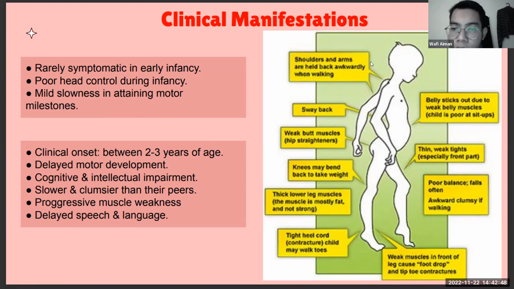So we can see from the picture, this is how the patient of muscular dystrophy appeared. The shoulders and arms are held back awkwardly when walking, and then we can see the hip straightened. The hip will be straightened to the back because of weak back muscles, and then the knee will also bend, and then we can see the toe walking appearance of the patient. The tight heel cord, the child may walk on toes. It is called toe walking.